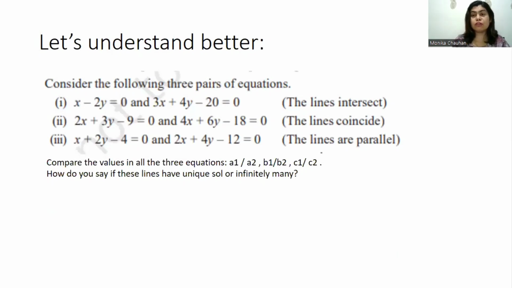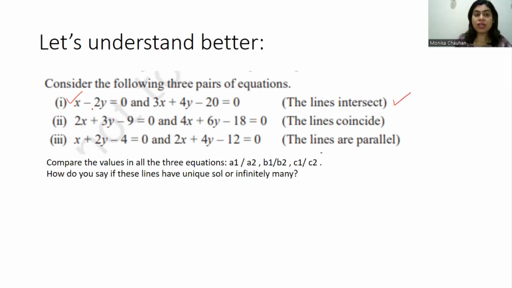Now see, to understand better what this means, I have taken these three cases. In the first case, x minus 2y is equal to 0 and 3x plus 4y minus 20 is equal to 0. And here it's written that the lines intersect. We have not solved it, but we are very confident that these two lines will intersect at one point. How? There is a trick which you have to remember.